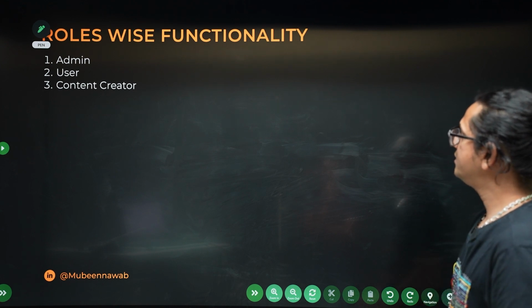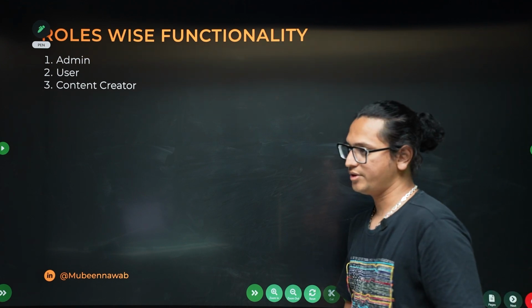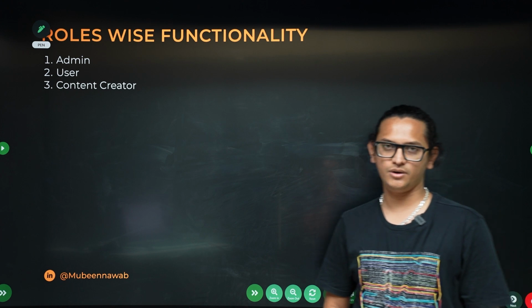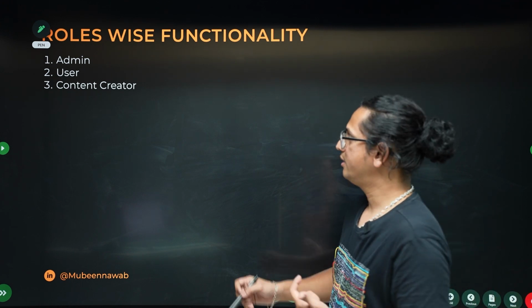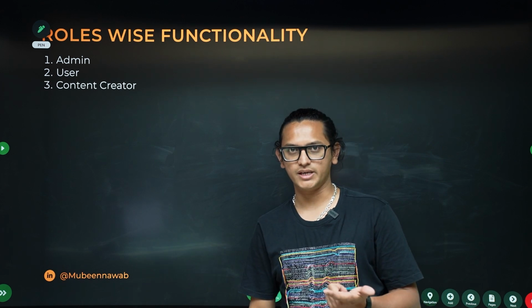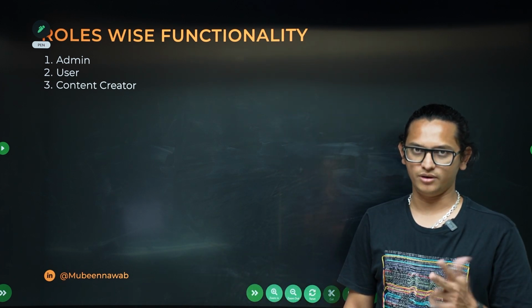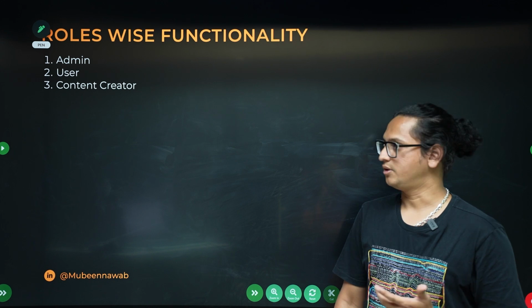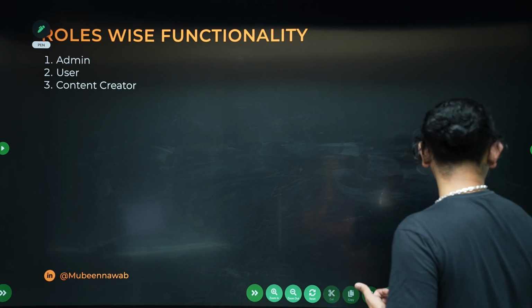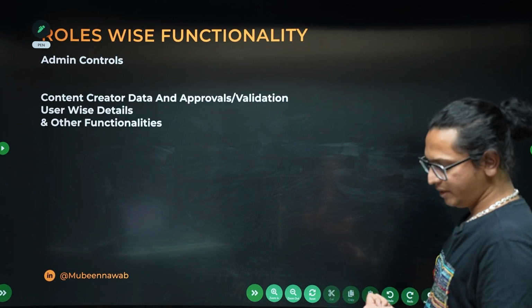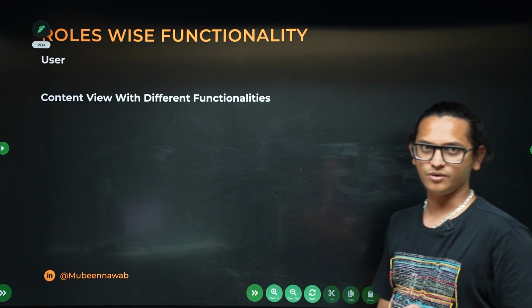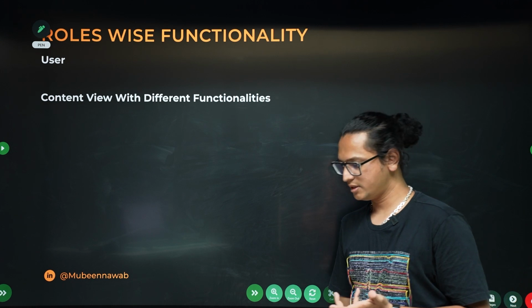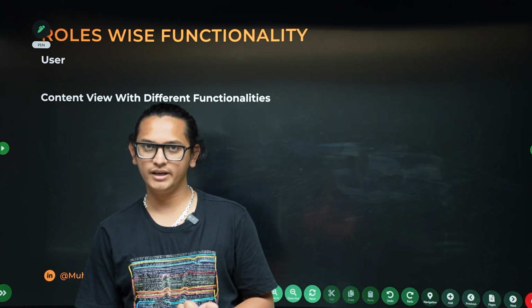So, role-wise functionalities, as I have already told, we have three roles here. Admin is one role, the end user is the second role, and the third is the content uploader or content creator. Okay, let's go with the user first. For the users, what are the things which are needed in the DB?